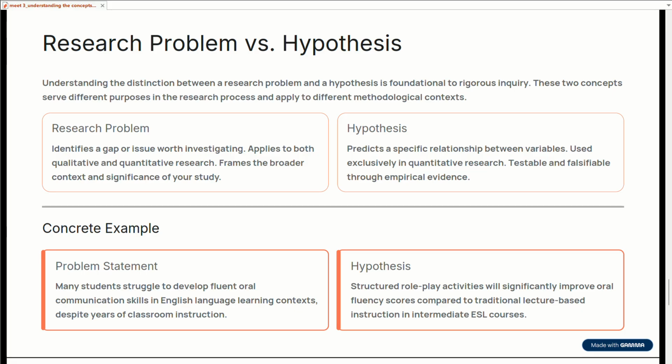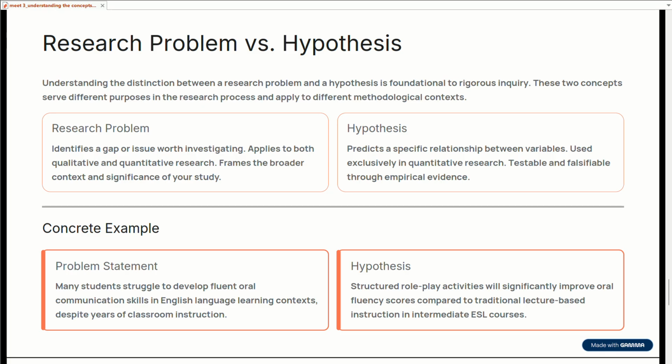Well, this is a concrete example. The problem statement is: many students struggle to develop fluent oral communication skills in English language learning context despite years of classroom instruction. So this is the problem statement. The problem is that students are still struggling in their fluency to communicate in English, even though they have learned English for years in the classroom. So what is the hypothesis then?